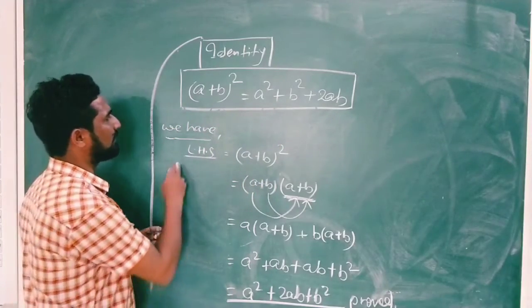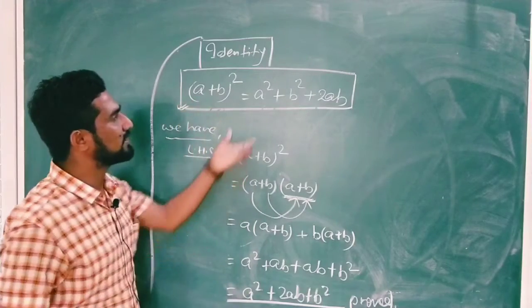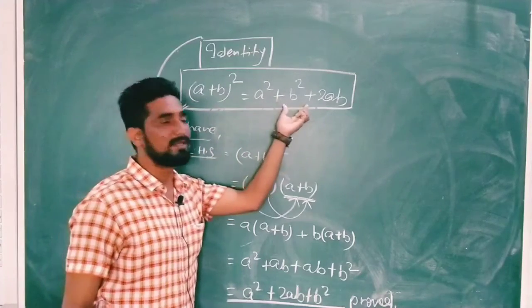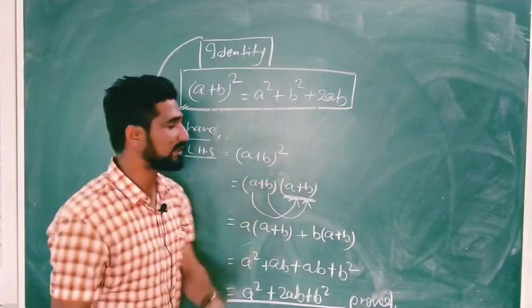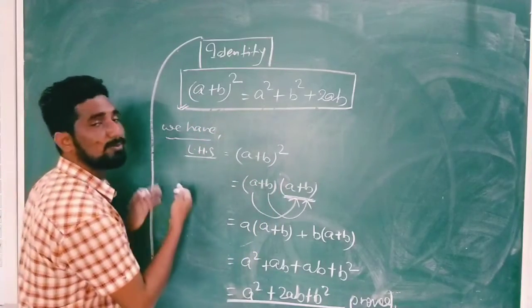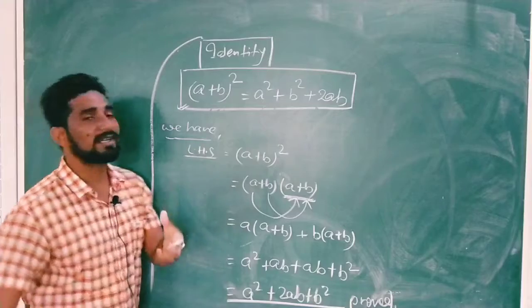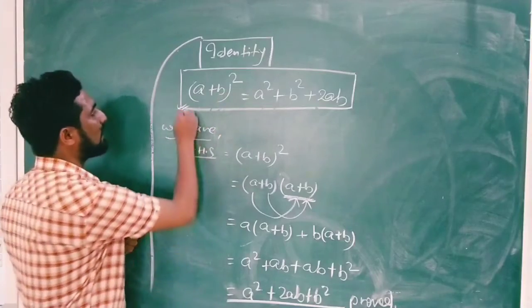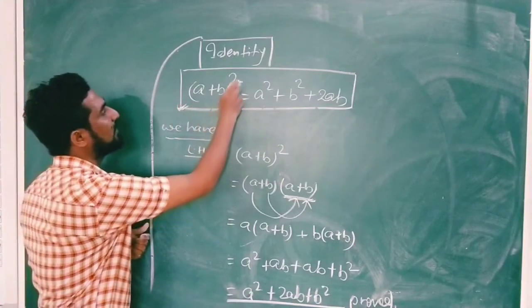और हम लोग को प्रूव करना है, and that is a very famous identity, (a plus b) whole square, and that is everybody knows it, a square plus b square plus 2ab. We have to see how to prove it. देखिए इसको आइडेंटिटी को प्रूव कैसे करते हैं। सबसे पहले प्रूव करने के लिए आपको लेना है LHS, and the LHS part is (a plus b) whole square.